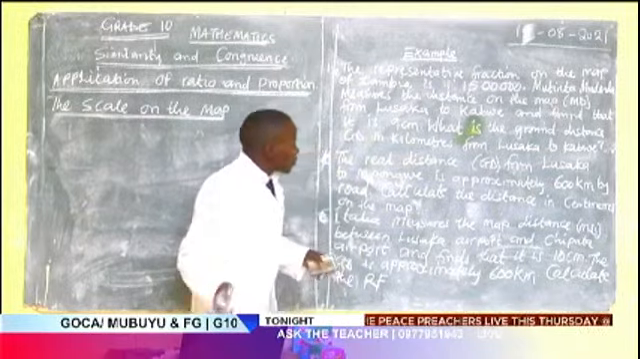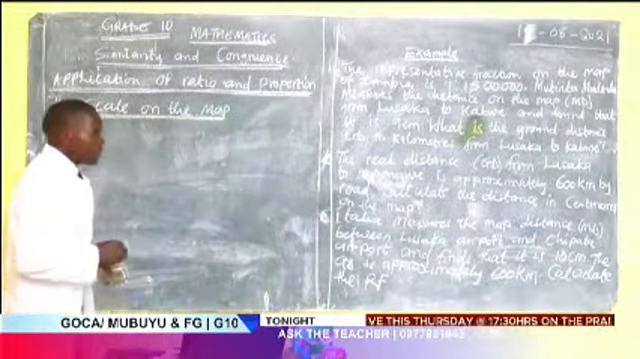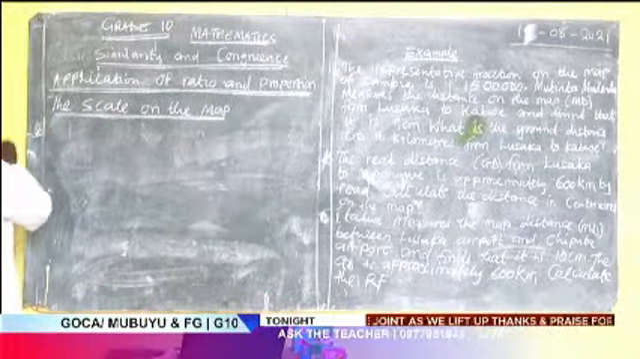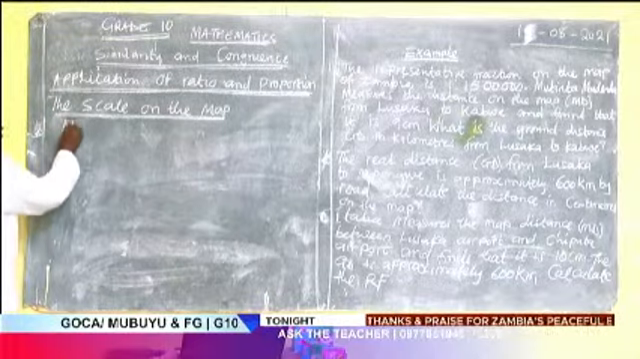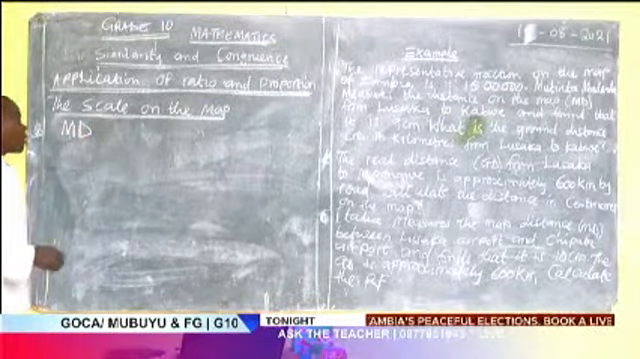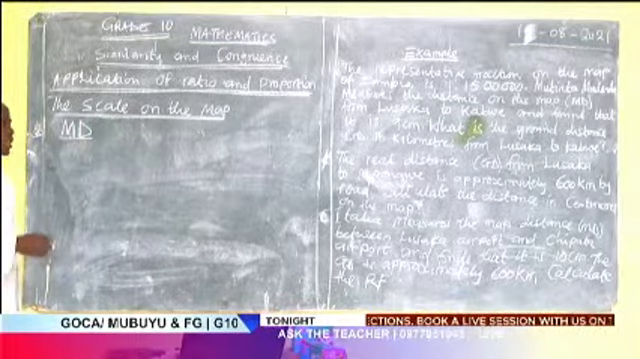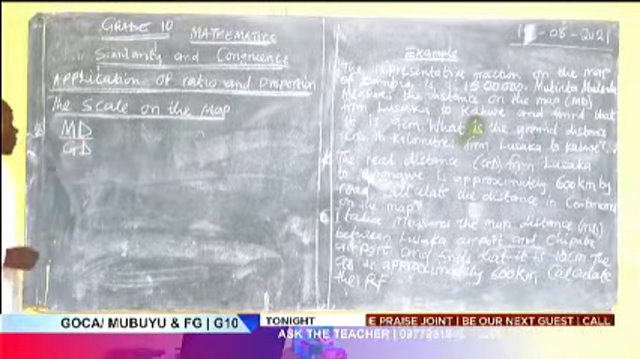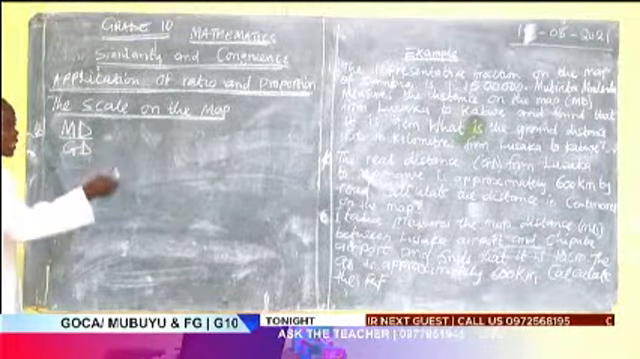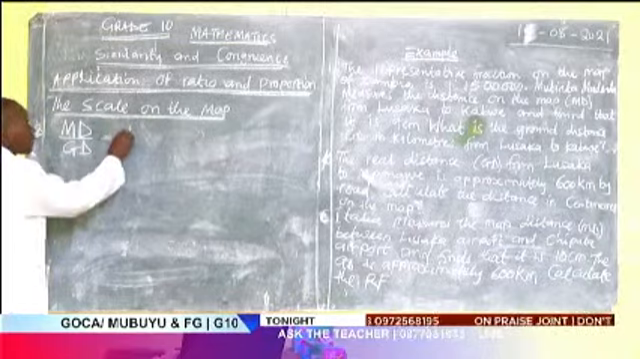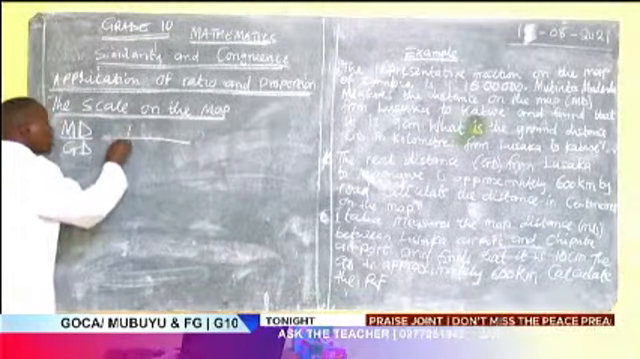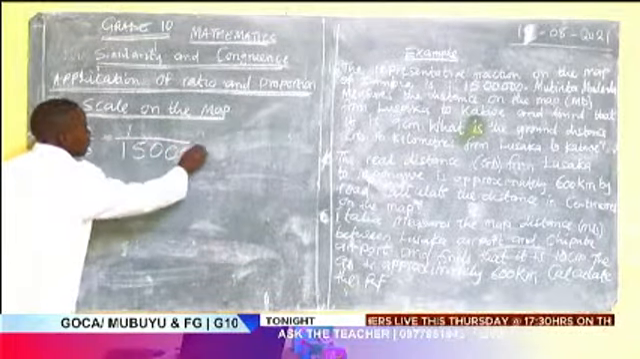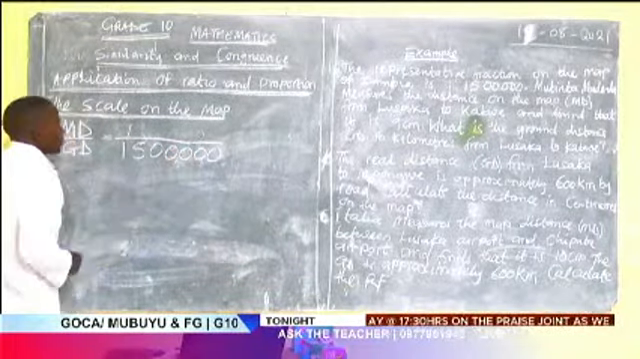Okay. So what we have been given there is GD. So we shall write it again. MD, which is the distance on the map, over distance on the ground, GD, is equal to the representative fraction. So we have the representative fraction here as 1 over 1,500,000. Okay, like this.